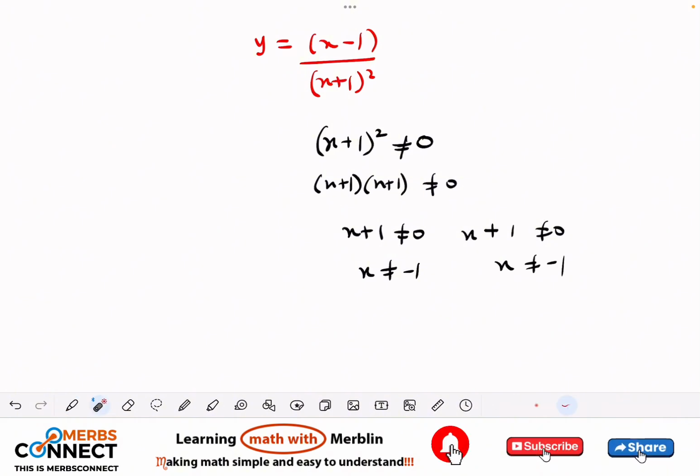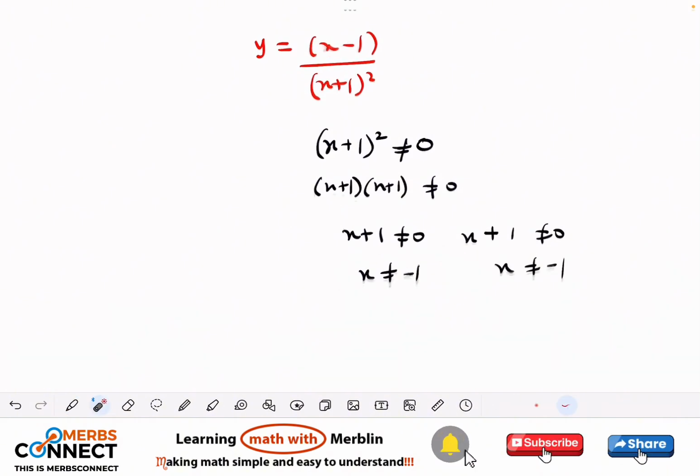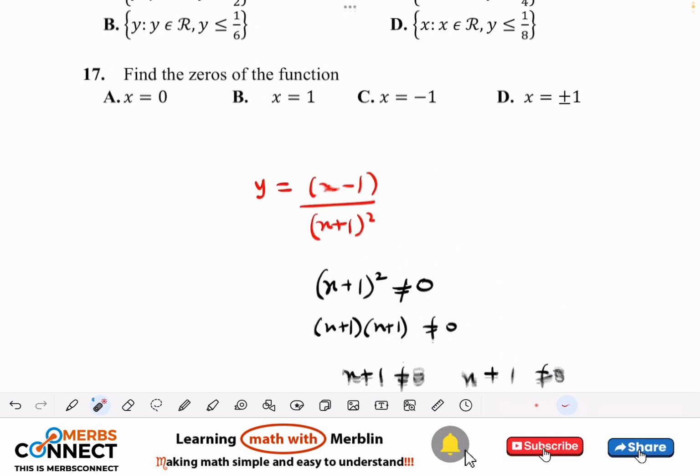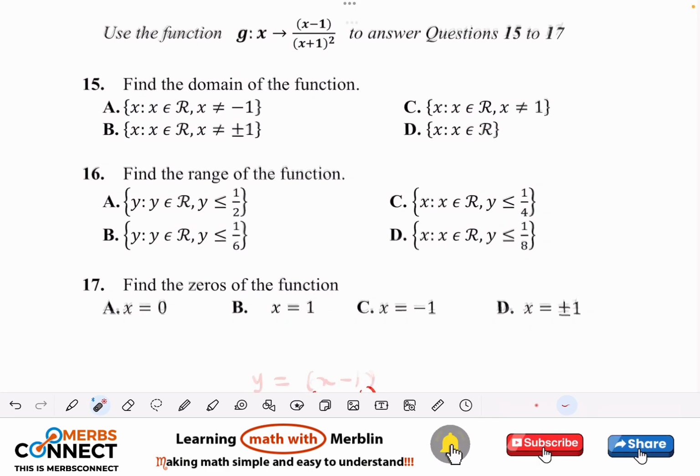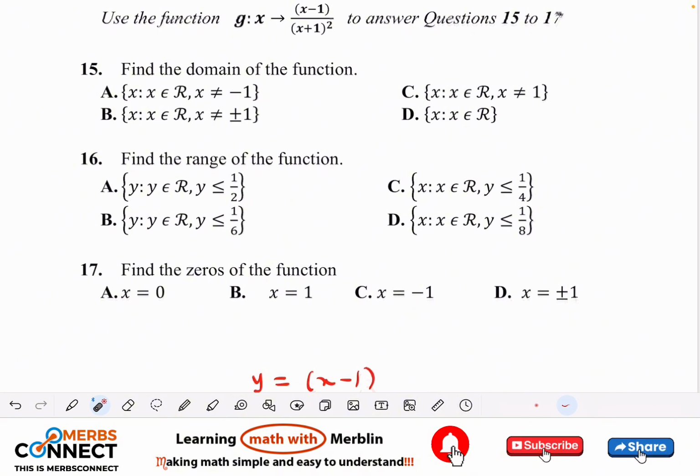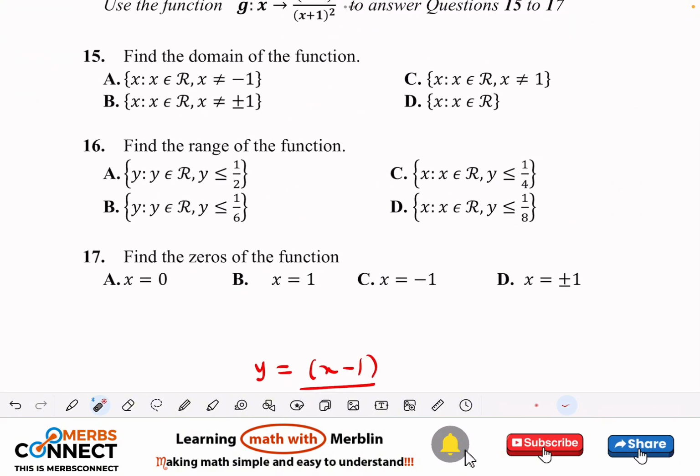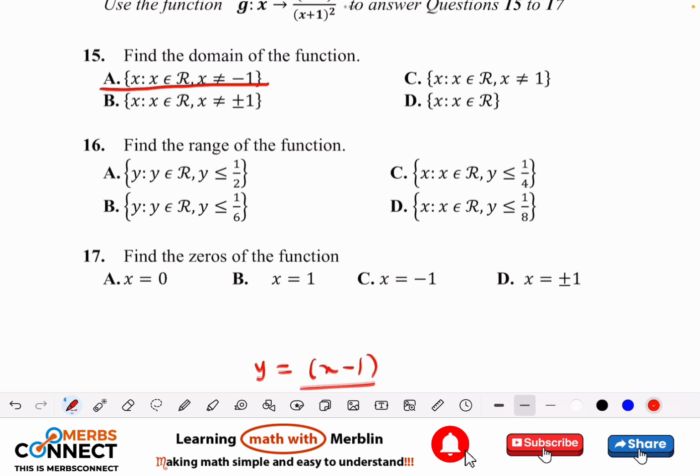So it means that the domain is all real numbers except x is equal to 1, right? So is it minus 1? Yeah, minus 1. So this is plus or minus 1, which is not true. This is real numbers, which is not true. This one is not true. So the best option for us here is A, right? All real numbers except x is equal to minus 1, or all real numbers, comma, x is not equal to minus 1. So that is what is going to give us.